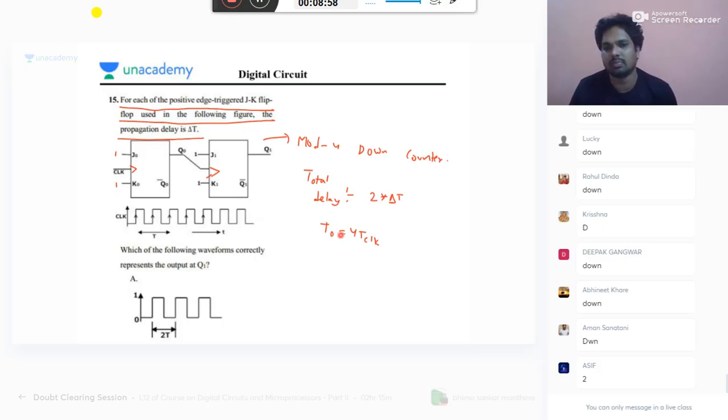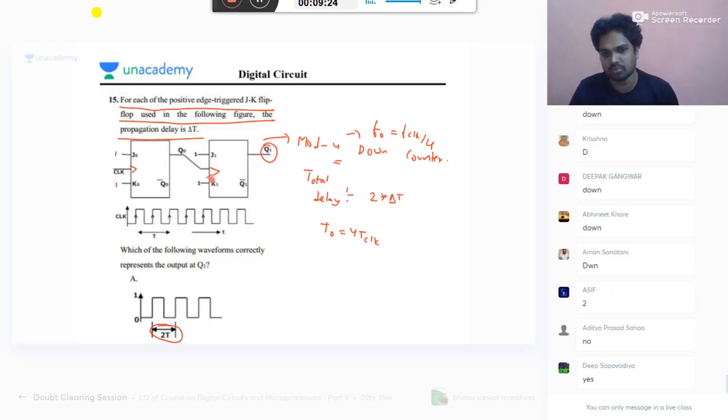4 times T clock. Because it is mod 4, it is F not equal to F clock by 4. You know this basics, right? So the question is the same thing. He asked you what is Q1. Q0 is the LSB. This is Q1 waveform. We already discussed the timing diagram. From that you can say he is saying 2 time period. Correct or not?